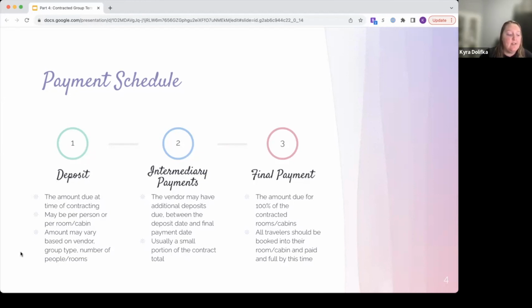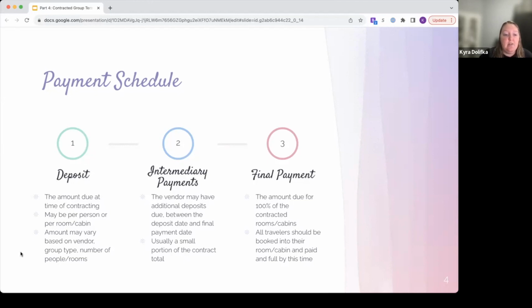So first off, you have the deposit. This is the amount that's due at time of signing the contract. So when you receive your quote, make sure that the group leader is ready to pay this deposit when you sign the contract, because that is what is expected, okay? This deposit could be per person, it could be per room, per cabin.